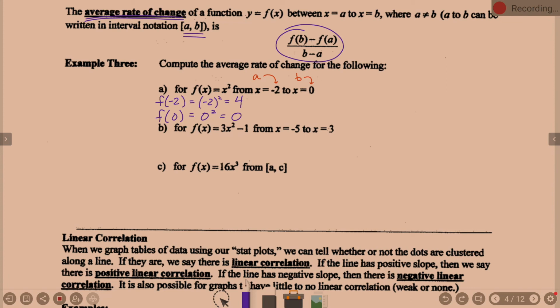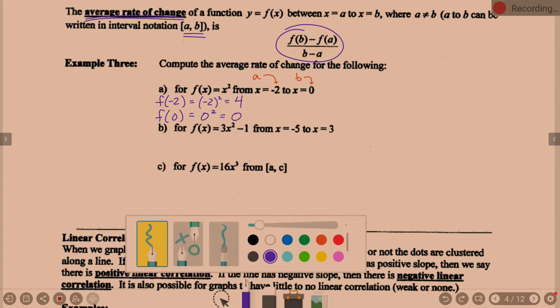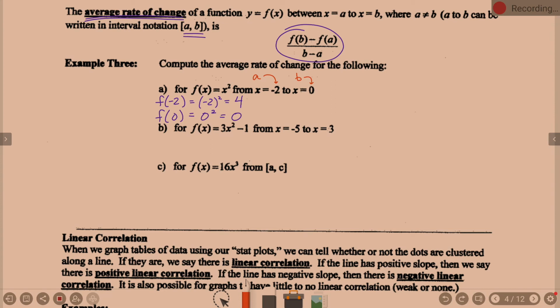Okay, so f of negative 2 is 4. F of 0 is 0. I went ahead and did that one without you guys. Hope you don't mind. Okay, so there is our information that we're going to have to use.